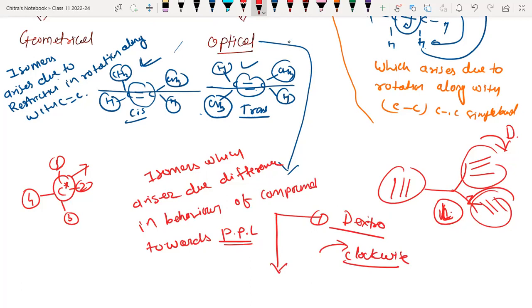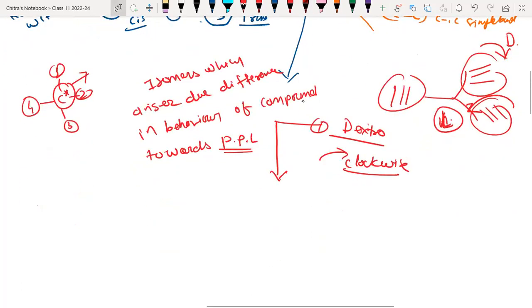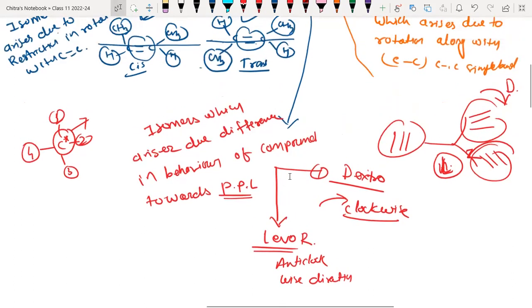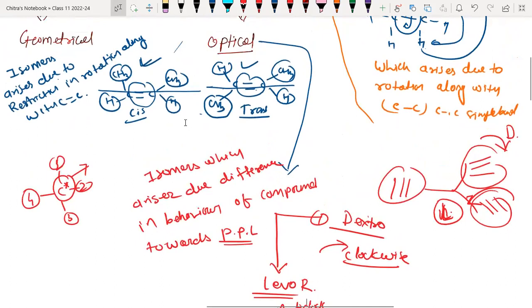And if they rotate the plane of plane polarized light in the anti-clockwise direction, they are called levorotatory. Levorotatory optical isomers. So this is all about dextro and levo.